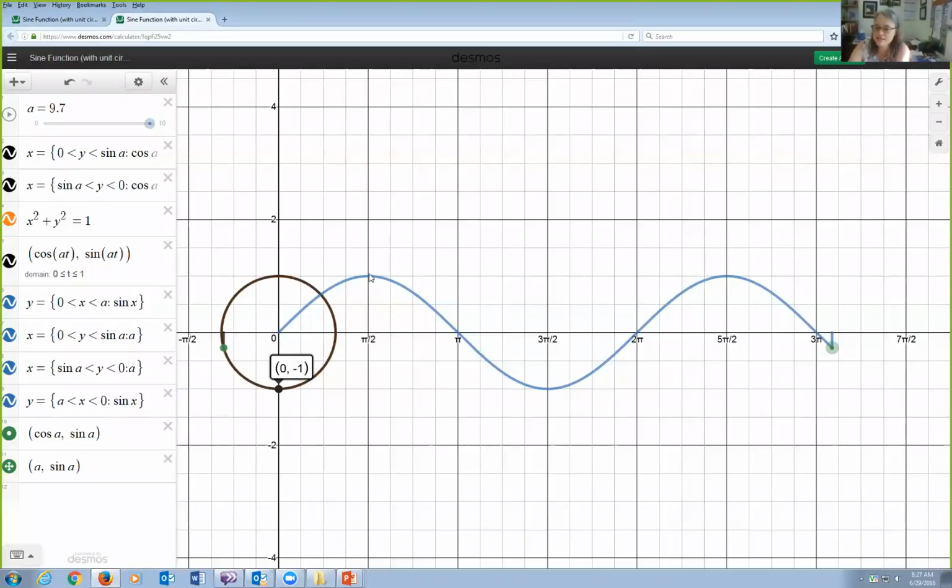The period is the distance from one peak to the next peak. And we can see here we've got a maximum at pi over 2 and another maximum at 5 pi over 2. So if we look at the x-coordinates, 5 pi over 2 minus pi over 2 is 4 pi over 2, or 2 pi. So the sine function has a period of 2 pi. What that means is the values repeat every 2 pi. So 0 and 2 pi are both 0.